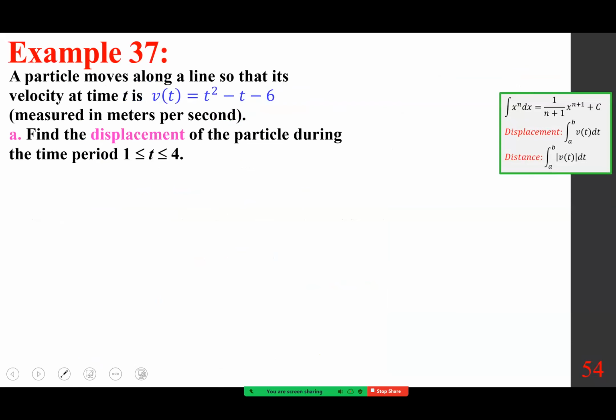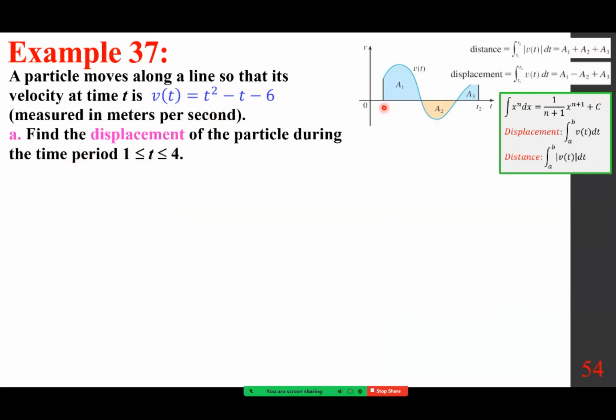A particle moves along a line so that its velocity is given as v of t equals t squared minus t minus 6, measured in meters per second. Find the displacement of the particle during the time period 1 to 4. So displacement by definition is the integral from a to b of v of t dt, whereas distance is the absolute value of that. Okay, so I want you to see this concept here. As we go from T1 to T2, this area plus this area plus this area would be the total distance. But as far as displacement, this area plus this area, and this is negative minus this area.